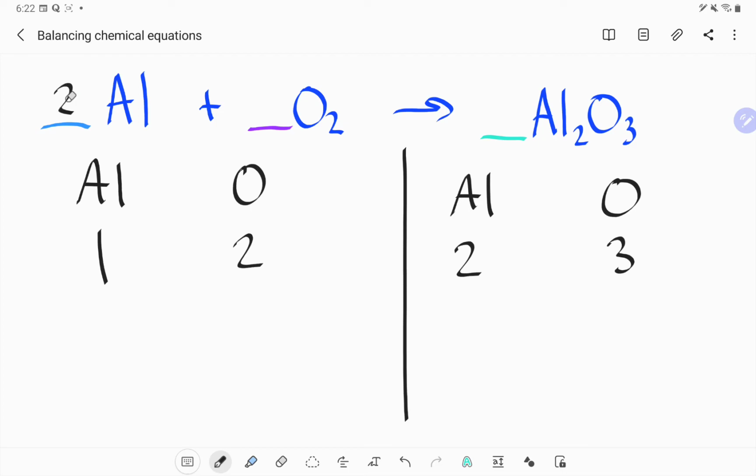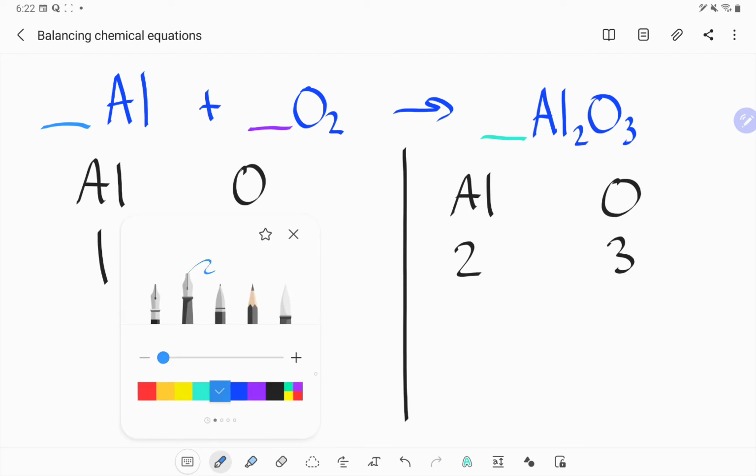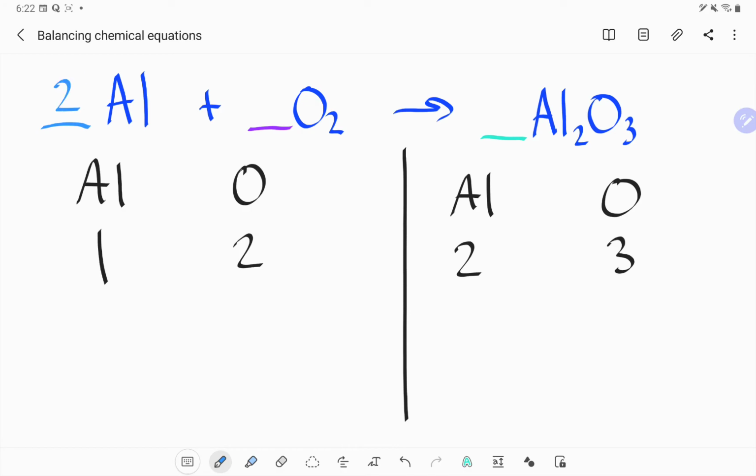We can put a 2 right here, and now I have 2 aluminums on the left side. But now I'm stuck. There's no whole number that I can put right here in order to get 3 oxygens on the right side. I could say, well, what times 2 equals 3? If you have a calculator out, you could say, well, 3 divided by 2 is 1.5. You could put 1.5 there, but I'm going to do the fraction way.